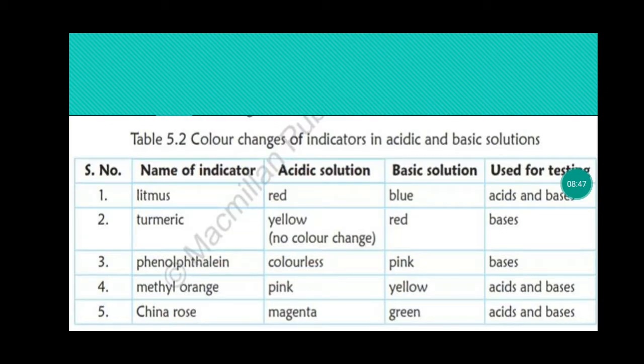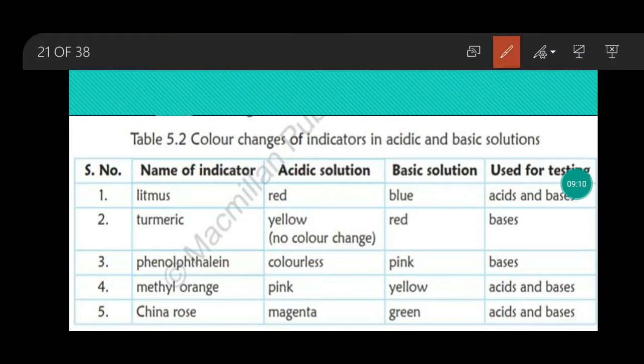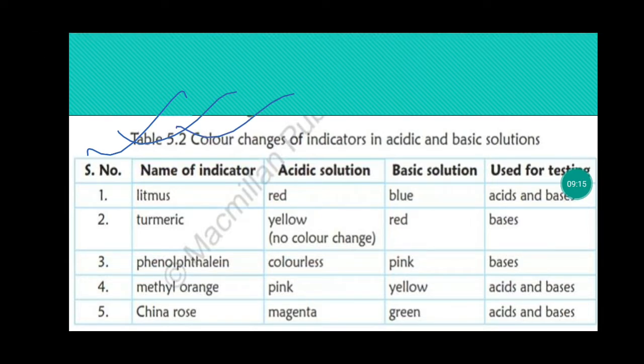Here you see the different indicators given: litmus, turmeric, phenolphthalein, methyl orange and China rose. The natural and artificial ones are all given, and in the chart you see what color changes in acidic solution, what color changes in basic solution, and what they are used for testing. So this table is very important. Make this in your copy and memorize it, so that if any question comes from here you can answer it very clearly. You can take screenshots and make this in your copy.